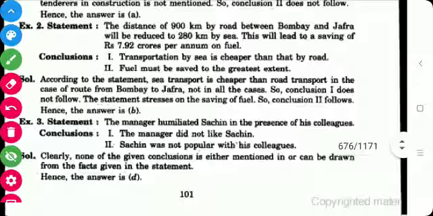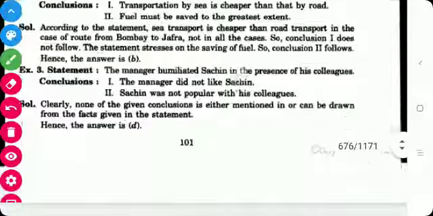The third statement is: the manager humiliated Sachin in the presence of his colleagues. The conclusions are: the manager did not like Sachin, and Sachin was not popular with his colleagues. Here none of the given conclusions follows according to the statement. So the answer is D.